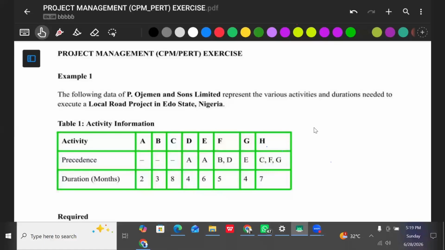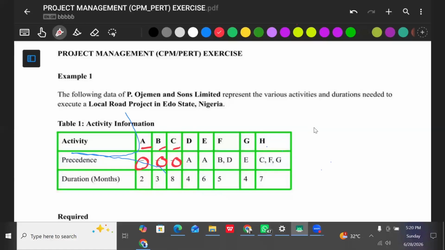Now, when you observe very well, you realize that for activity A, activity B, and activity C, you can see very clearly that they have no predecessor. Predecessor means an activity that happens before an activity happens. A is an activity. There's nothing happening before A. There's nothing happening before B. There's nothing happening before C. So they have no predecessor.